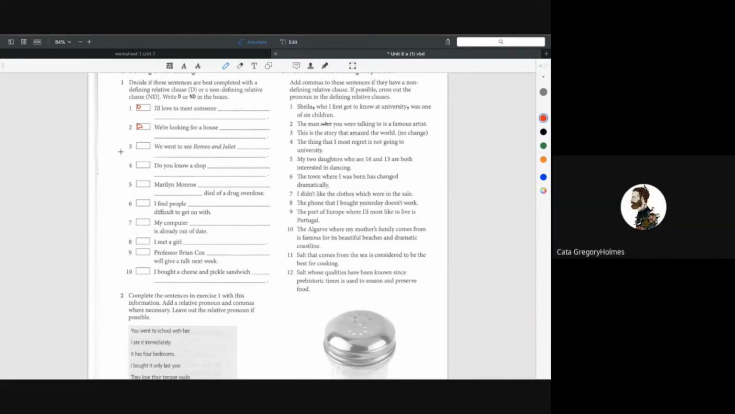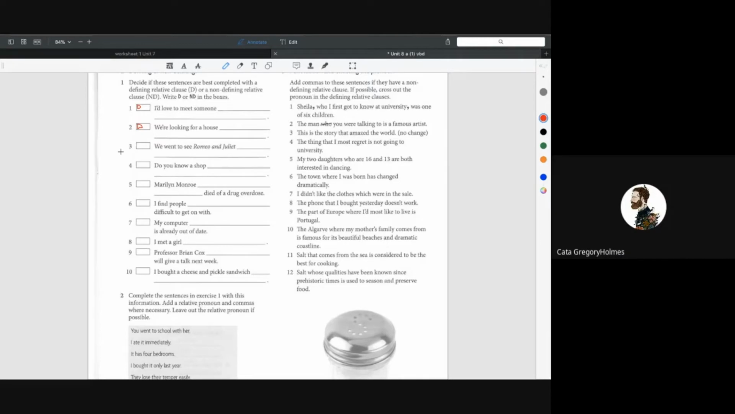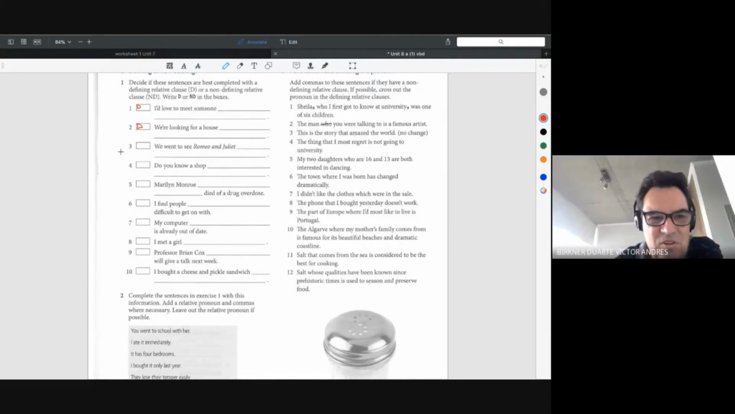I feel like it's a defining too. You think that it is a defining? Yeah. All right, I'm going to write defining. Do the rest agree that it is a defining or not defining?